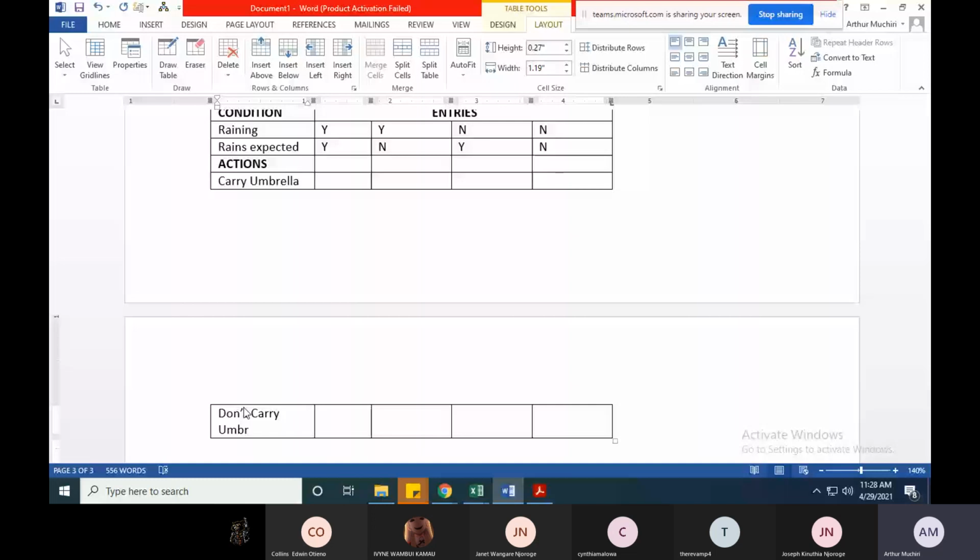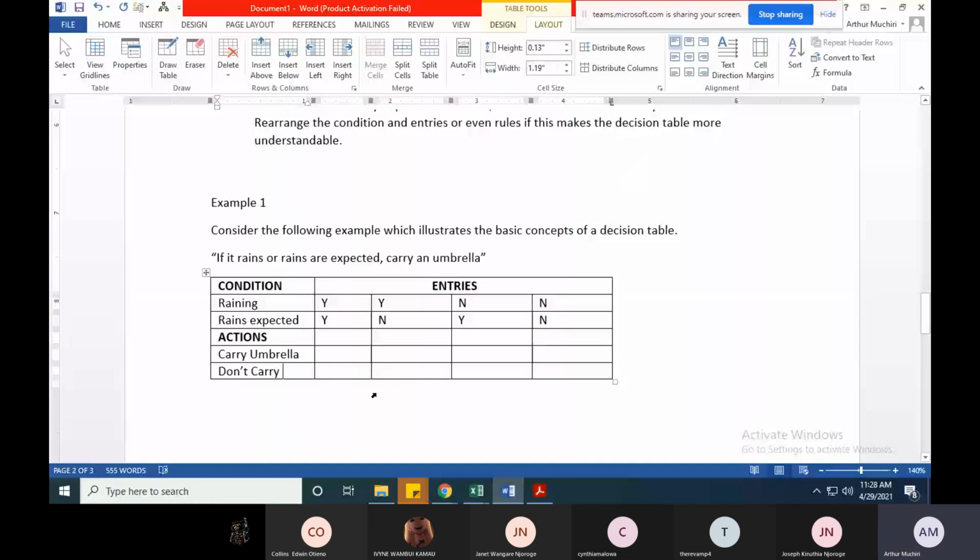So after the actions, what else do you have? You're going to determine the alternatives. Or you're going to choose which day you are going to carry an umbrella, depending on the entries, these entries or the possibilities we have here. Which day are you going to carry an umbrella? Like for example, let me see.